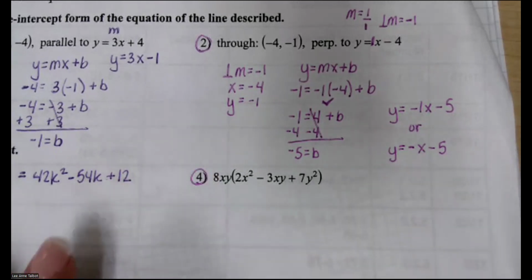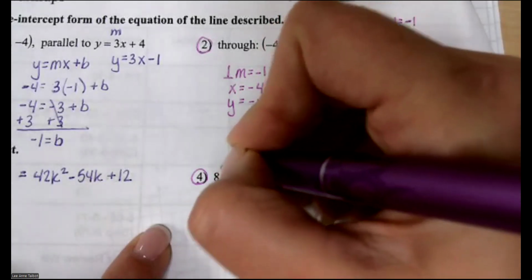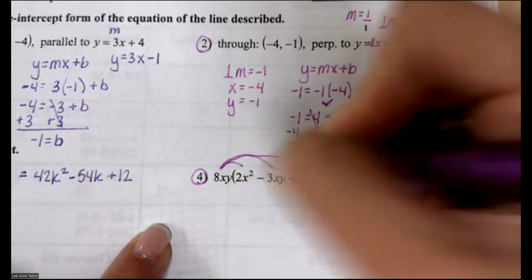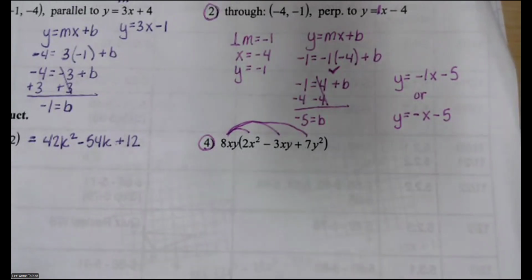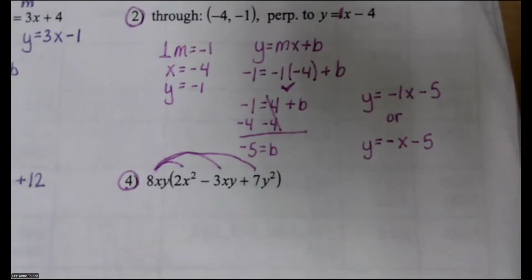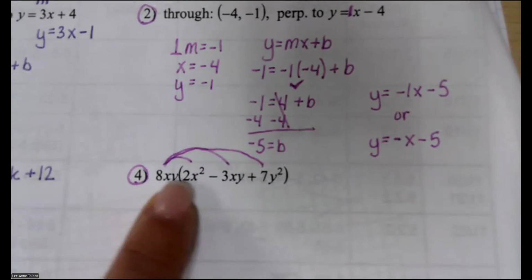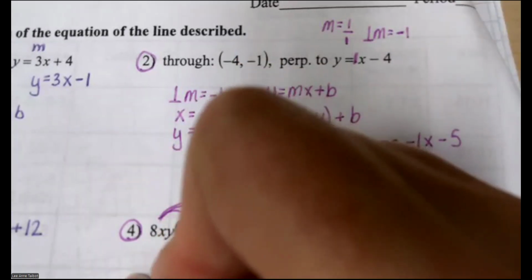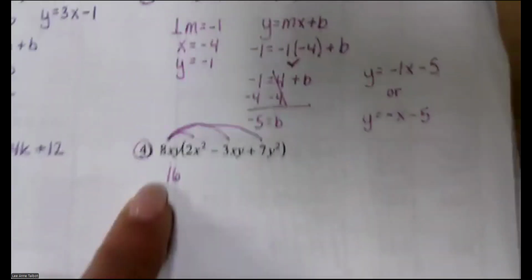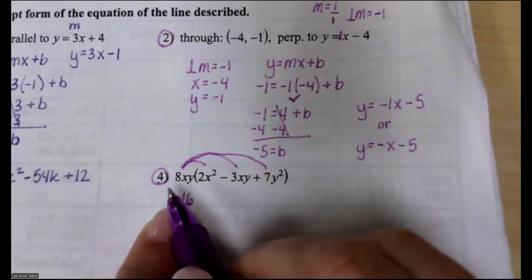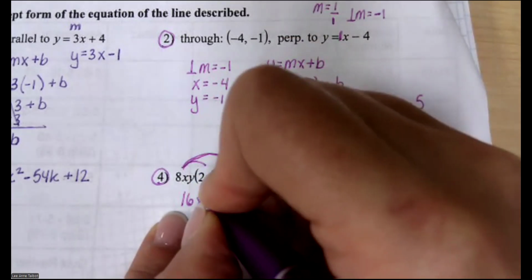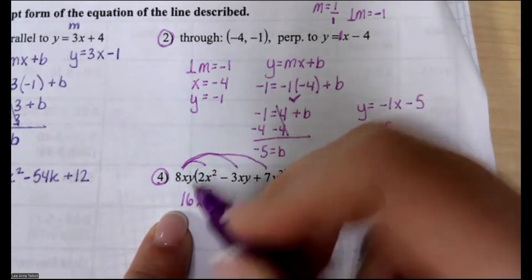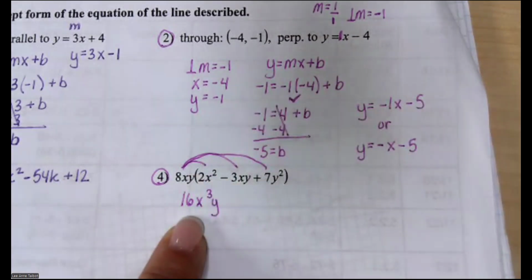Okay, now number 4, we're going to do distributive property. So I like to show it with my little rainbow deal, but okay, we're going to go slow. So 8 times 2 is 16. There's 1x here and 2x's here, so that makes x cubed. And there's just 1y, so 1y.